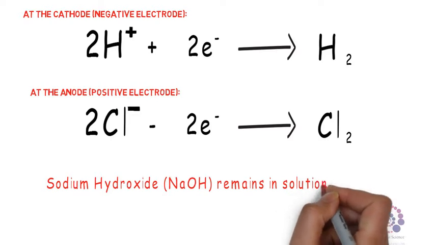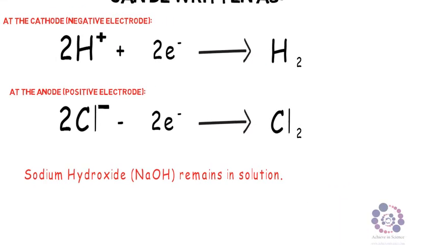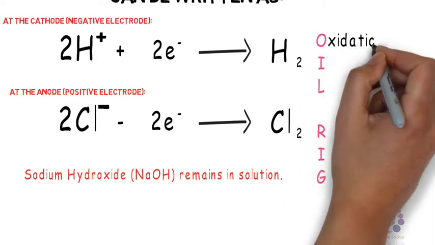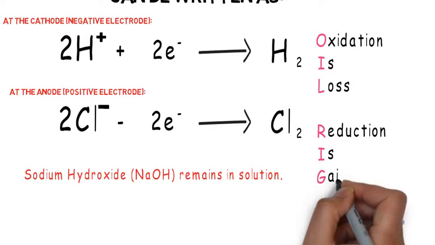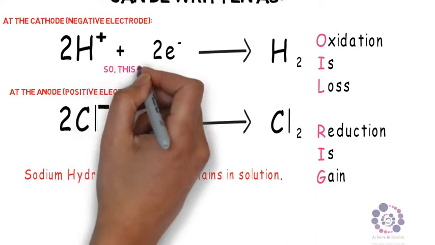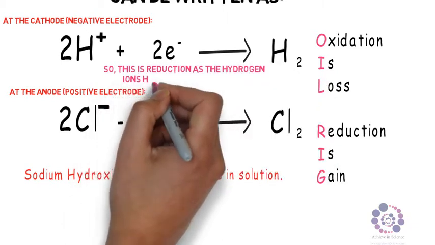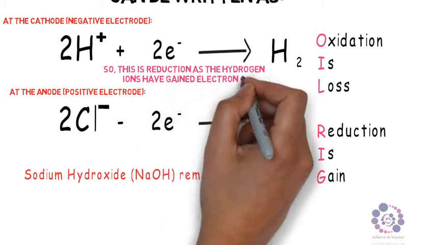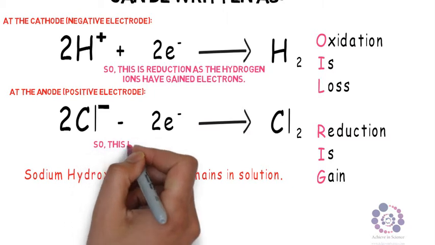Now we can look at these equations in a bit more detail. We can use the term OIL RIG to remember this, where oxidation is loss of electrons and reduction is gain. Using this, we can determine what is happening at the cathode and the anode. At the cathode, this is an example of a reduction reaction, as the hydrogen ions have gained electrons. Whereas at the anode, this is an example of an oxidation reaction, as the chloride ions have lost electrons.